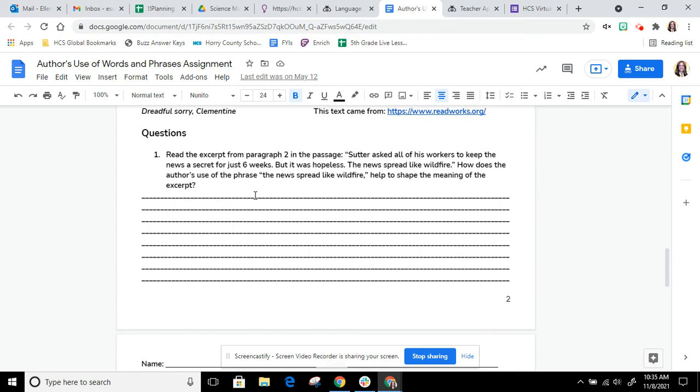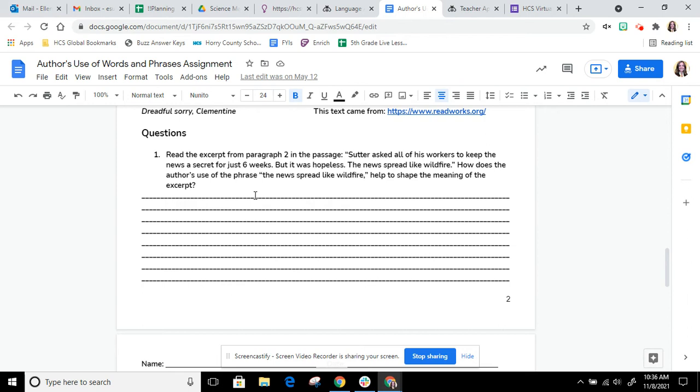Question 1, read the excerpt from paragraph 2 in the passage. Sutter asked all of his workers to keep the news a secret for just 6 weeks, but it was hopeless. The news spread like wildfire. How does the author's use of the phrase, the news spread like wildfire, help to shape the meaning of the excerpt? When you say excerpt, it means the text. So you're looking at that quote.